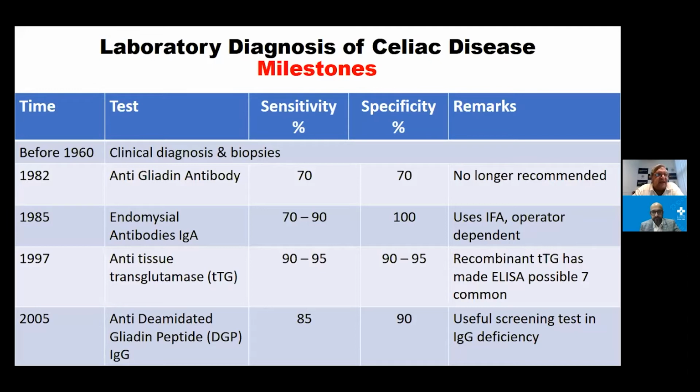In 2005, anti-deamidated gliadin peptide antibodies became available, and this IgG was found to be more sensitive and specific than IgG of TTG. You would note, I had already mentioned that celiac disease patients are prone to have IgA immunodeficiency. So sometimes anti-TTG may not work if you are looking for IgA because the patient is IgA immunodeficient. In that case, anti-DGP antibodies of IgG isotype would be preferred as a method.